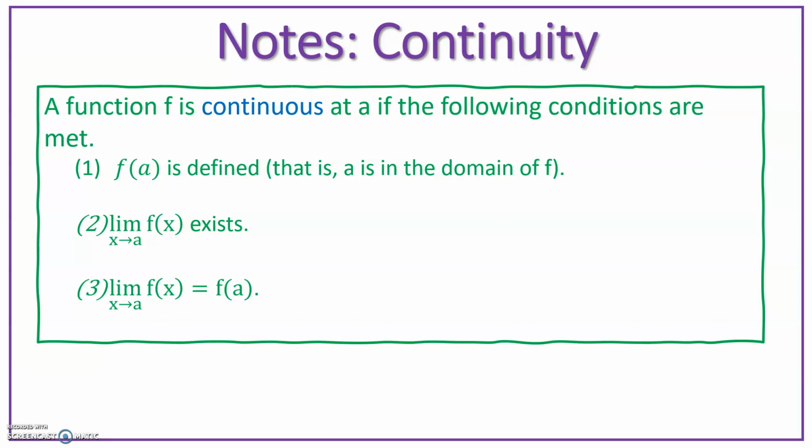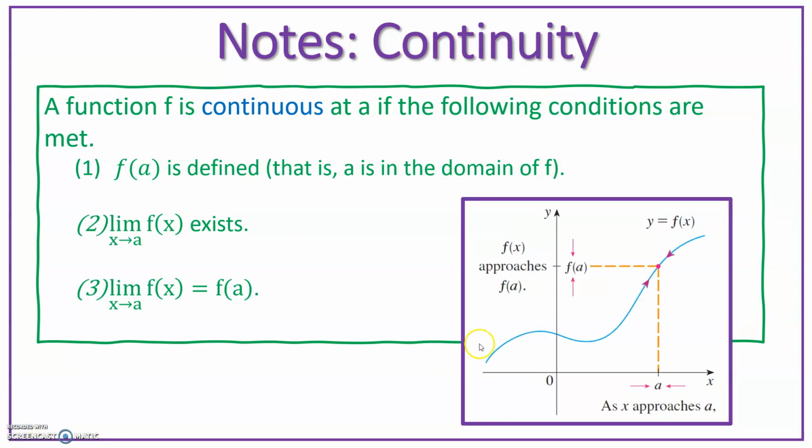Number 2, the limit of f of x as x approaches a must exist. That is, the limit from the right and the limit from the left must exist. And then number 3, the limit of f of x as x approaches a must be f of a. And if these 3 conditions are met, we say that a function is continuous.